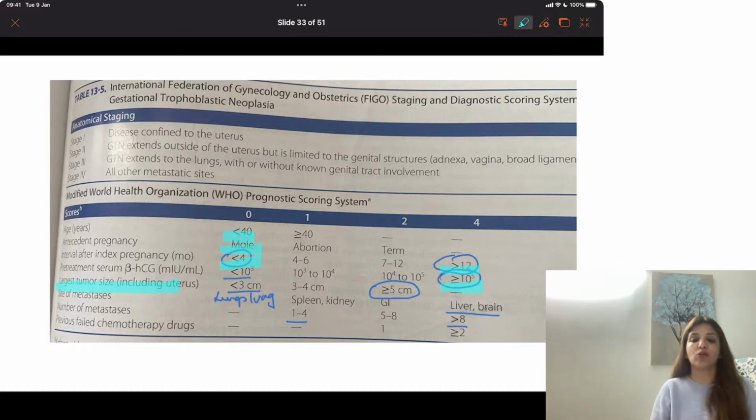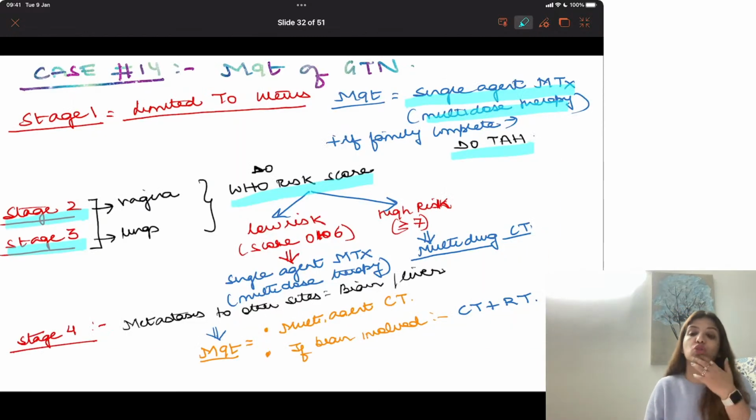And whenever you get a question, see whether your patient is coming in low risk or whether your patient is coming in high risk. Now, suppose they are telling you the score. If the score is given between 0 to 6, that is low risk, and if the score is given more than or equal to 7, that is high risk.